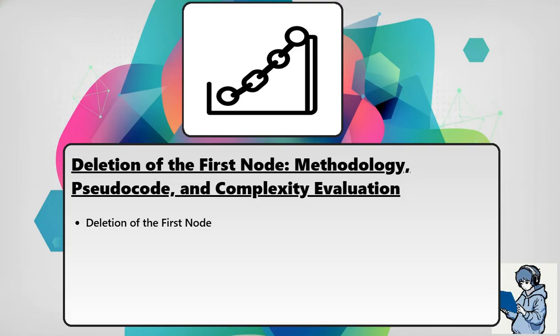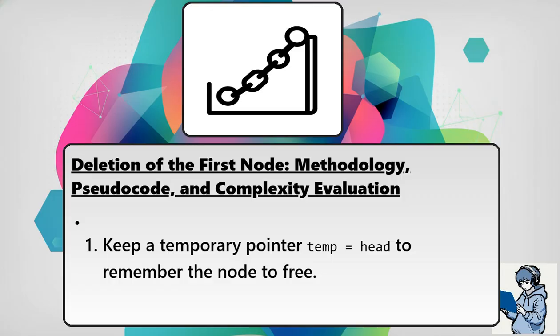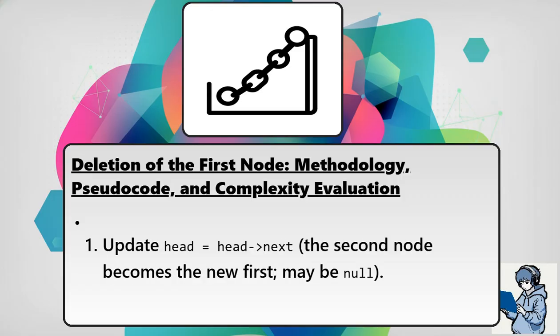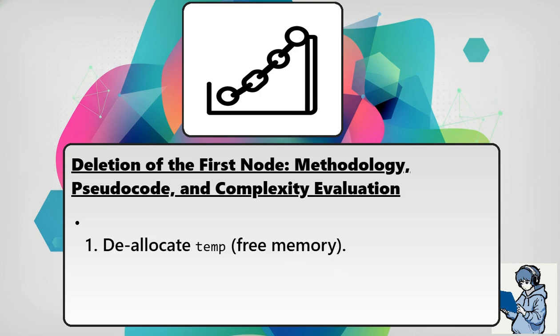Deletion of the first node: removing the node that head points to. Methodology. 1. Ensure the list is not empty, head not equal null. 2. Keep a temporary pointer temp equals head to remember the node to free. 3. Update head equals head next. The second node becomes the new first, and may be null. 4. If a tail pointer exists and the list now becomes empty, head equal null, set tail equal null. 5. Deallocate temp, free memory.